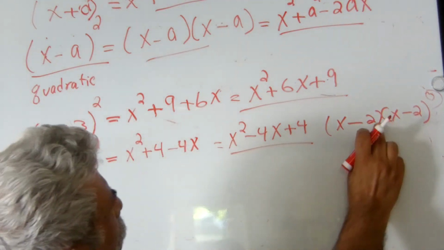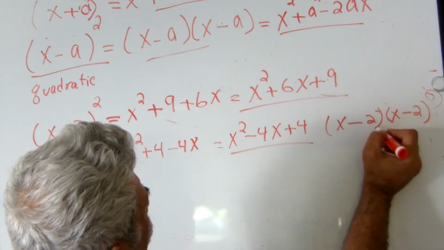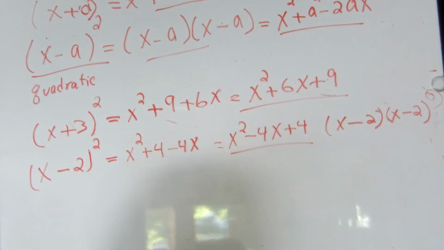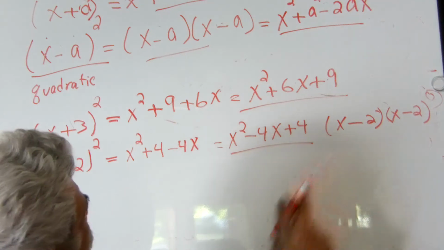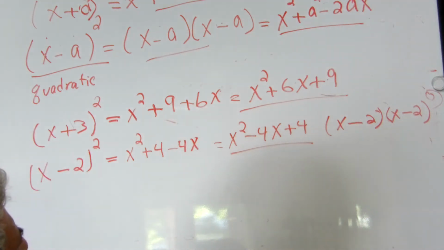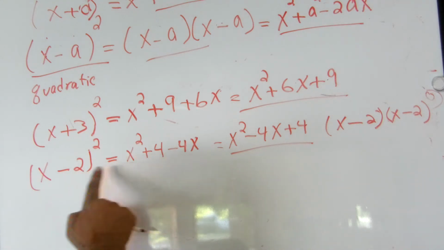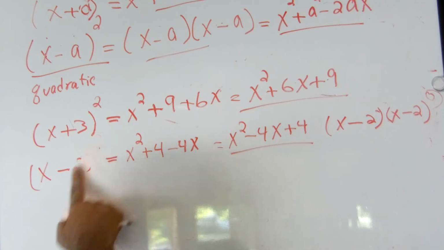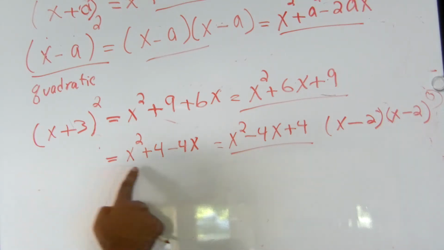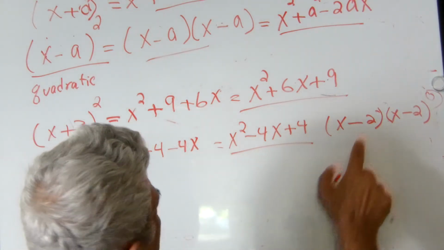Okay, x minus 2 times x minus 2. So every time they give you this one, you can write it like this. But what you do, you don't have this. From here, you're going to get to that. Suppose that we have this one. We are going to write it like this.